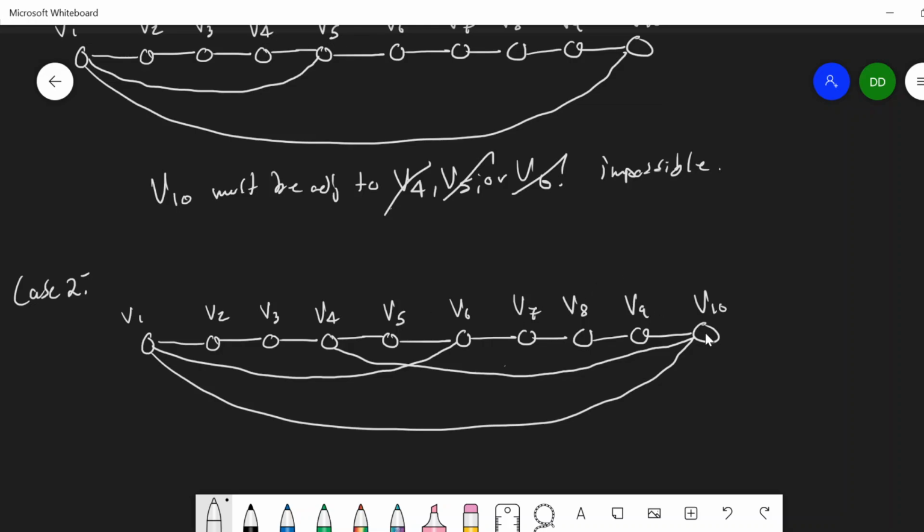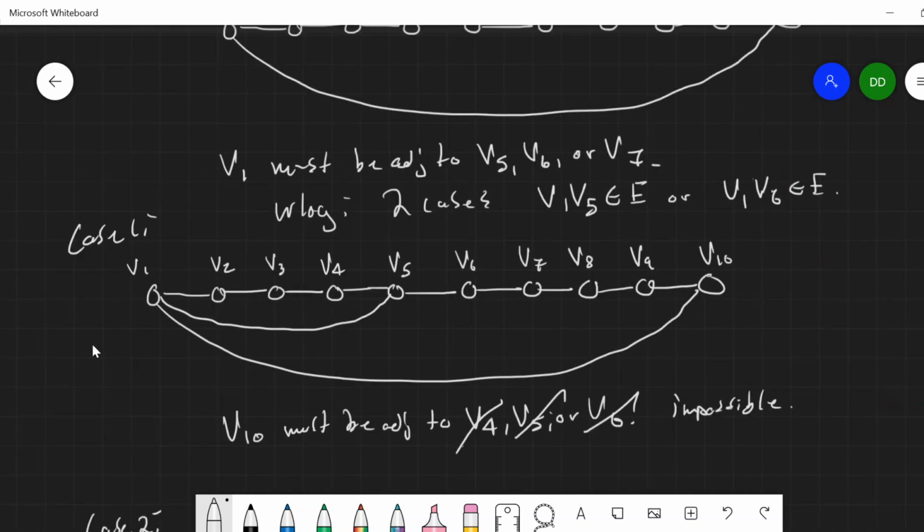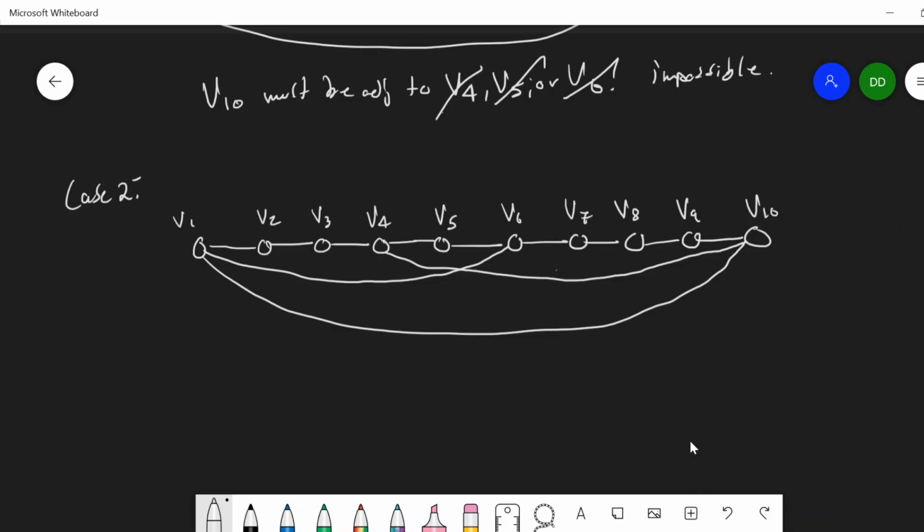However, now look at V10. 1, 2, 3, 4. I now have a vertex on the Hamiltonian cycle that's adjacent to one distance 4 away on the cycle, V10 to V4. But that's exactly the case we had up here if we generalize. I had V1 adjacent to a vertex 4 away from it on the cycle, and we saw a contradiction. So we know that V4, V10 is an edge.